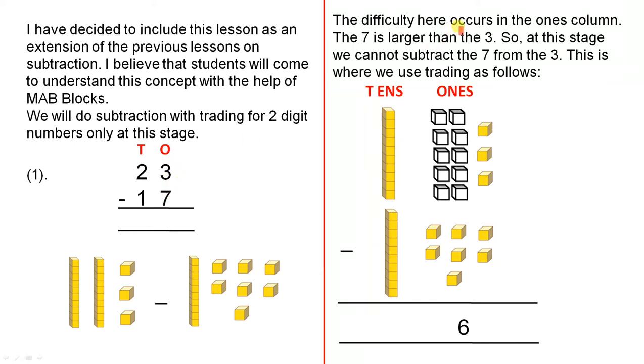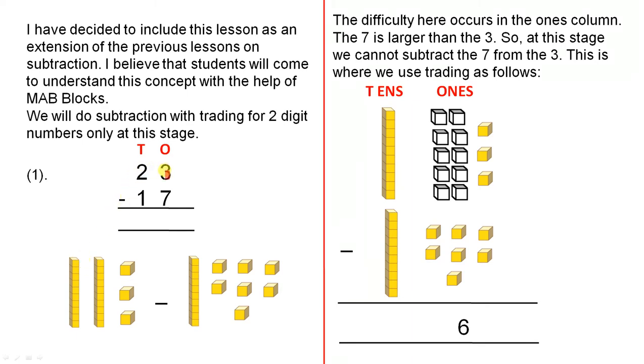So the difficulty here occurs in the ones column. The 7 is larger than the 3. So at this stage we cannot subtract the 7 from the 3. This is where we use trading as follows. Now what I've done here, I have made this sum using MAB blocks. Let's have a quick look at it.